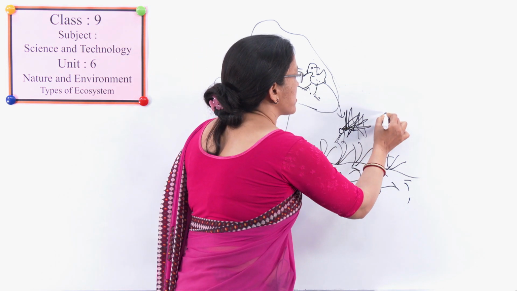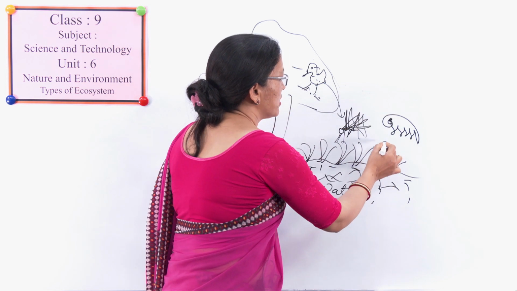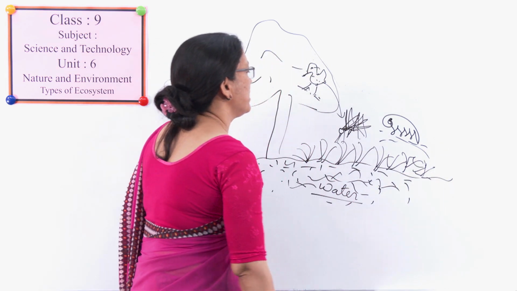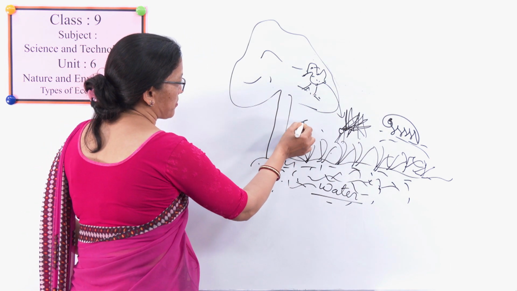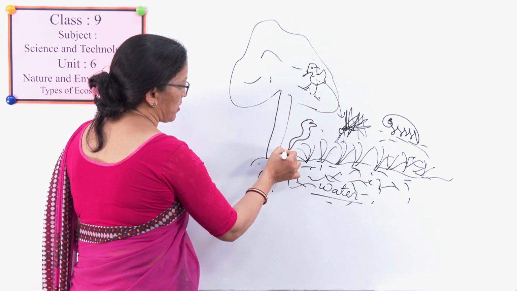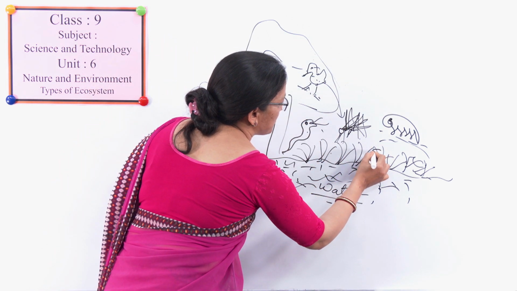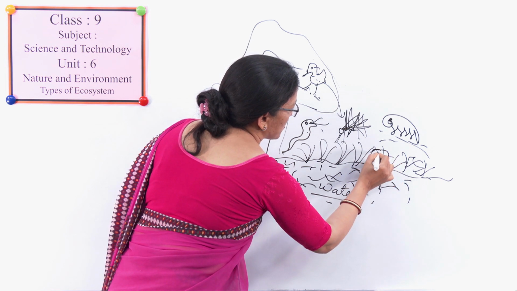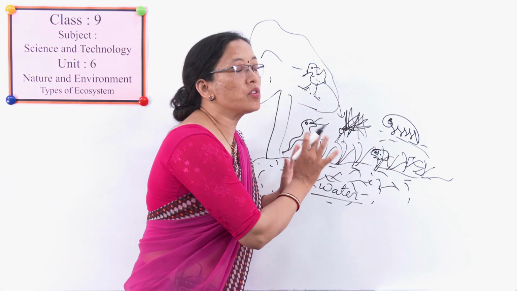And there are some rats. This rat is also living on this land, and it is also feeding on these plants. Then there are some snakes. And some frogs are also living over here. So there are various kinds of organisms living here, and how do they feed?